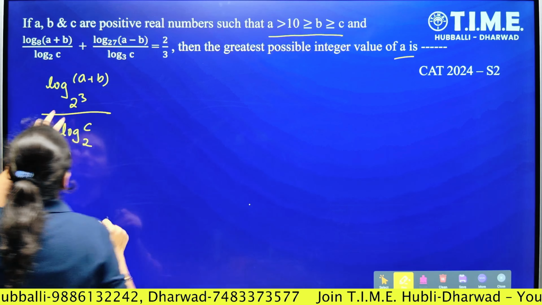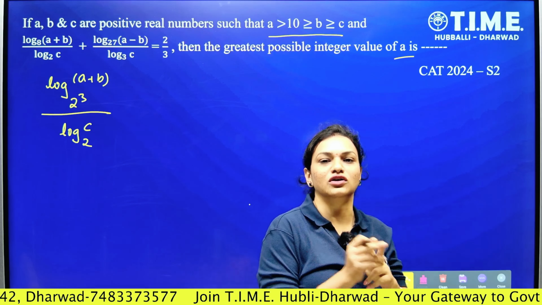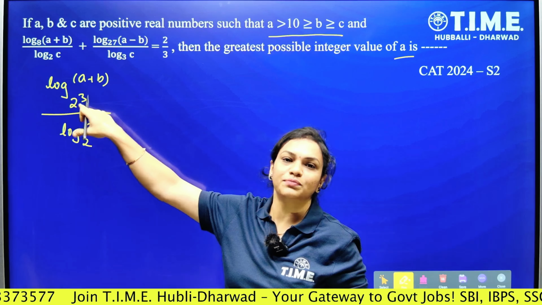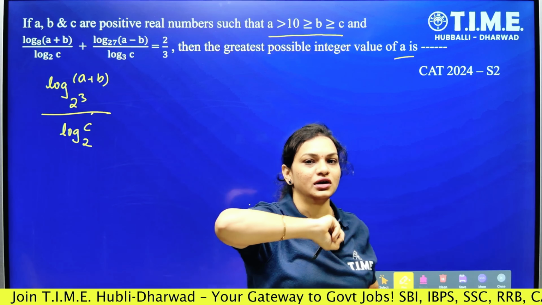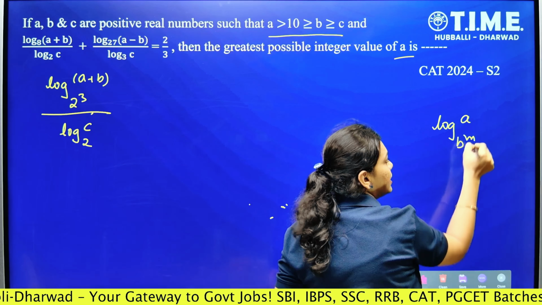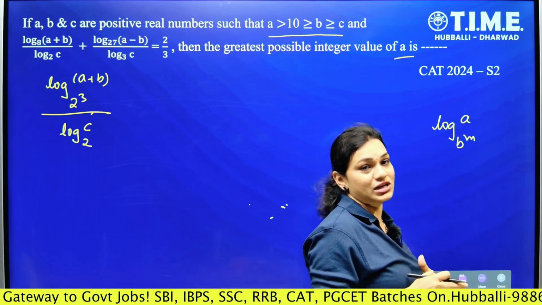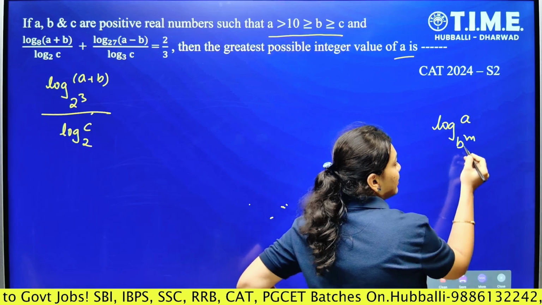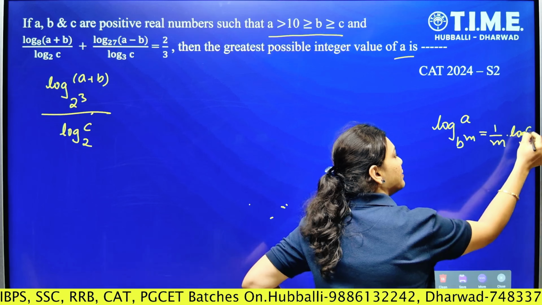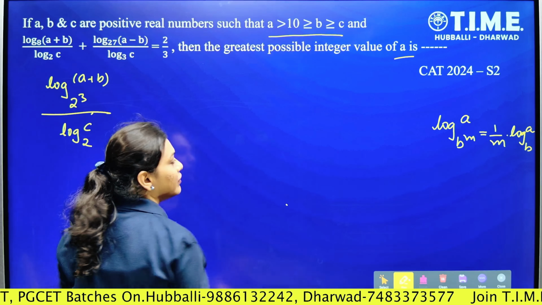In the previous classes we have learned the log rules. One of them is a log rule where, when we observe this numerator, the base has a power. Whenever we have a power on the base, we have learned that log of A to the base B power m, the power m gets reciprocated and multiplied. So we take m as a reciprocal, 1 upon m, into log A base B. That is the one rule we can use here.